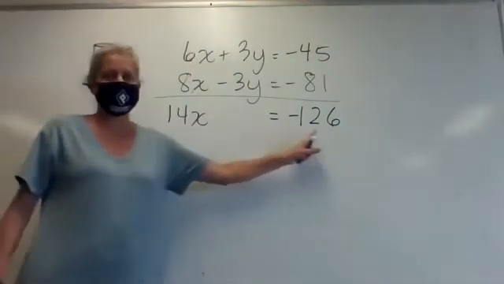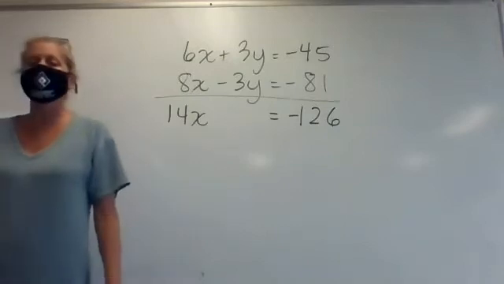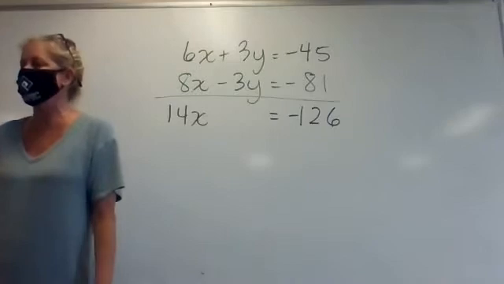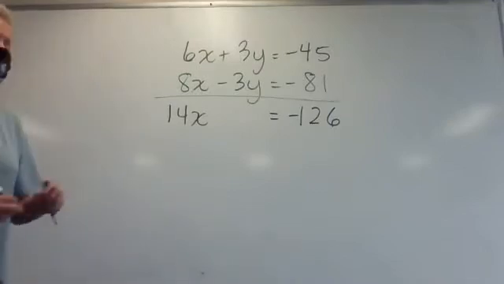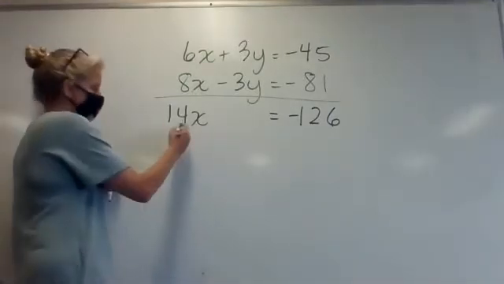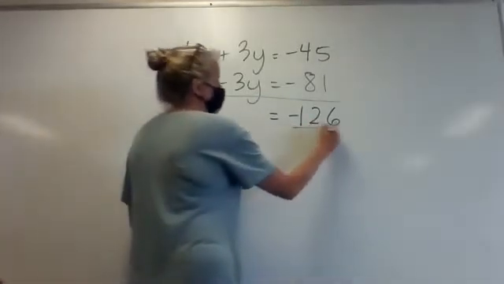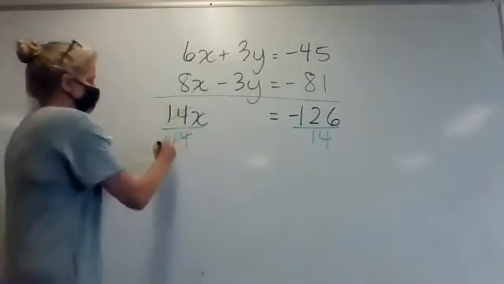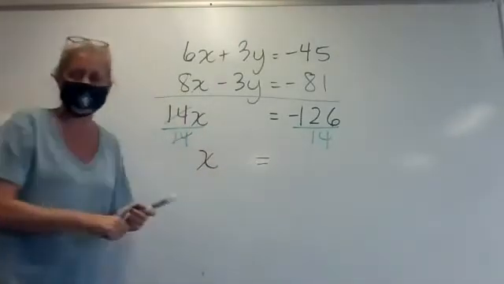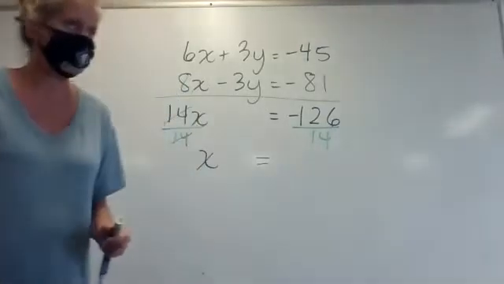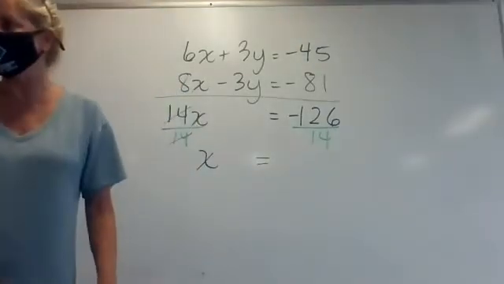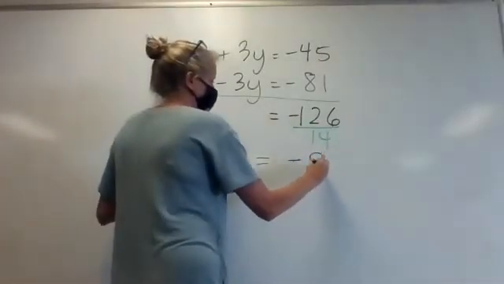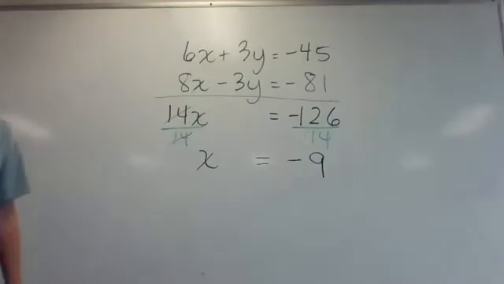Look what you're left with. A regular equation that we're used to seeing, an equation that just has 1 variable, the x. Solve it. So to get the x by itself, I need to eliminate that 14, so I'll divide both sides by 14 to cancel that. So now I know that x equals whatever that is. What's negative 126 divided by 14? Negative 9. So that's going to be your x.